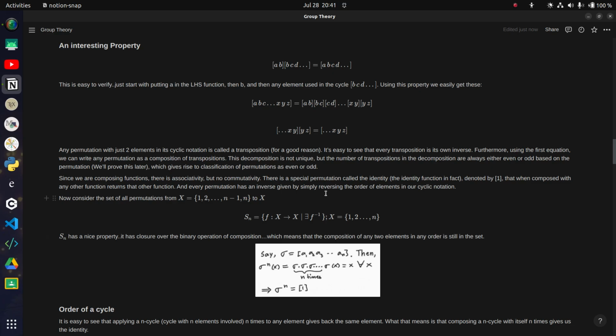Okay, so since we are composing functions, there's associativity, right? But there's no commutativity. You don't say f composed with g is the same thing as g composed with f. There is commutativity sometimes, and that is when your permutations are composed of entirely different cycles, so you don't have any transposition in common. That's basically the thing. So there is a special permutation called the identity as well.